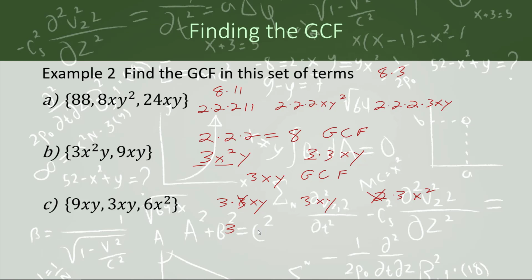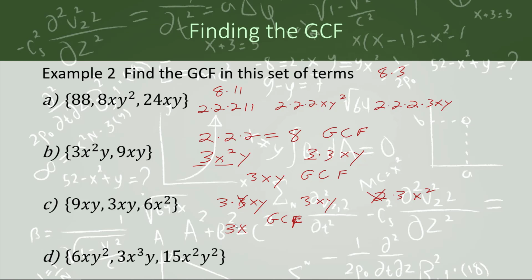Each term has an x. None of the terms have a y. Now, in the first term, we have 1x. In the second term, we have 2x's. In the third term, we have 3x. So that basically means that they each have 1x in common, and that gives us our greatest common factor, which is 3x.